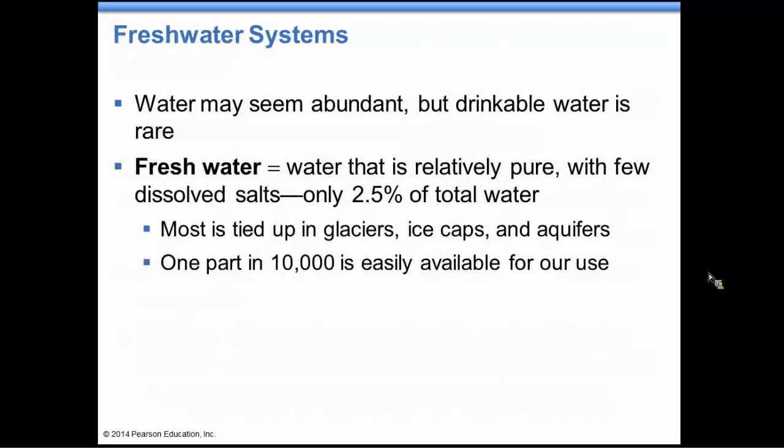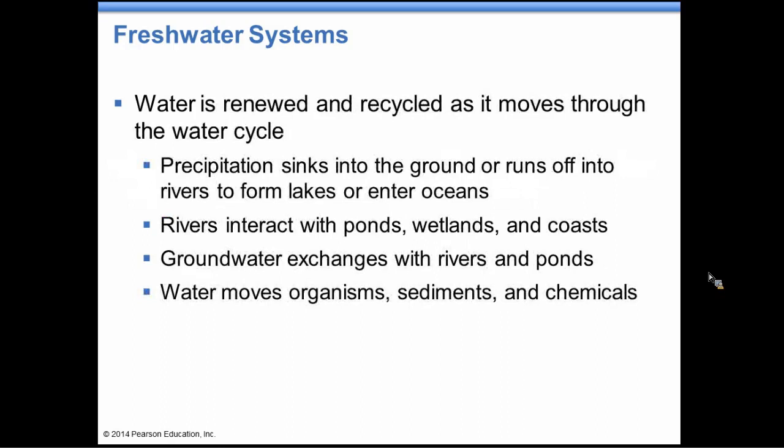Beginning our lecture, we're going to talk about freshwater systems. Of all the water on Earth, only 2.5% is considered freshwater, and that water is what we think of as relatively pure with few dissolved salts. And most of this water is still tied up in glaciers, ice caps, and aquifers. So water is renewed and recycled as it moves through the water cycle.